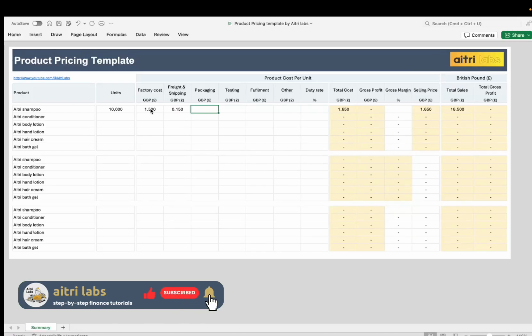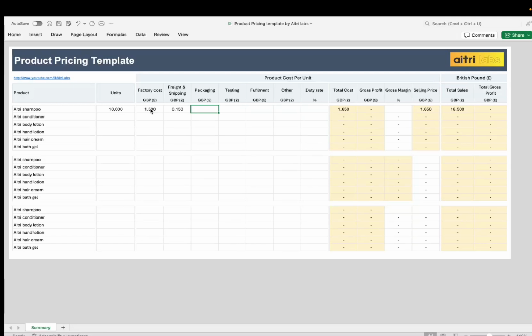Next, packaging. So this could be your primary, your secondary, or your tertiary. In this case, mine is 20p. Remember, we're working in cost per unit. So for testing, I'm going to show you a little bit how that works. This is the testing to make sure my products are compliant. The testing house charged me £500, so I'm going to put that £500 figure there.